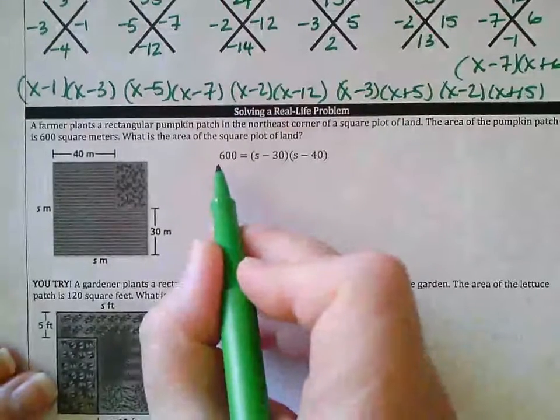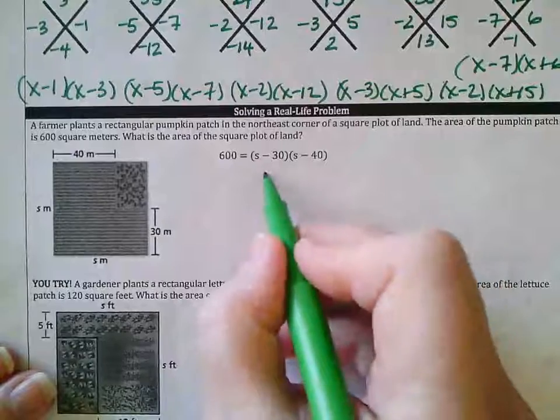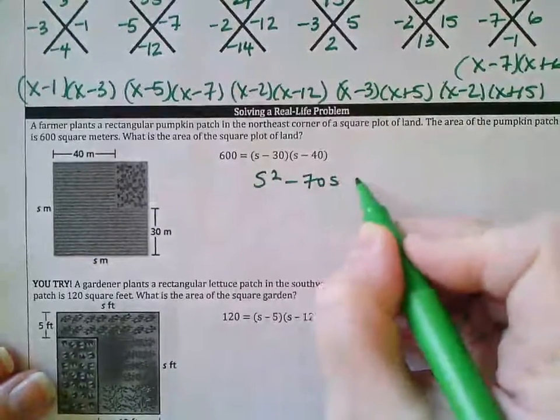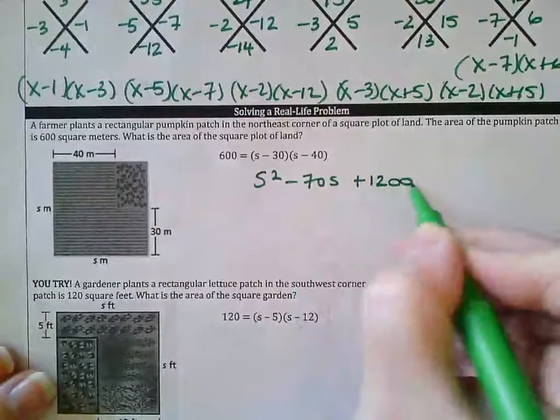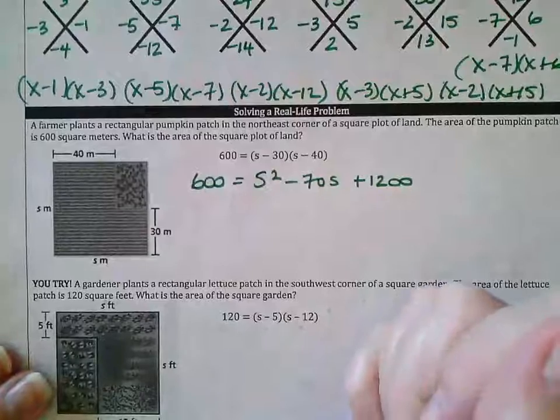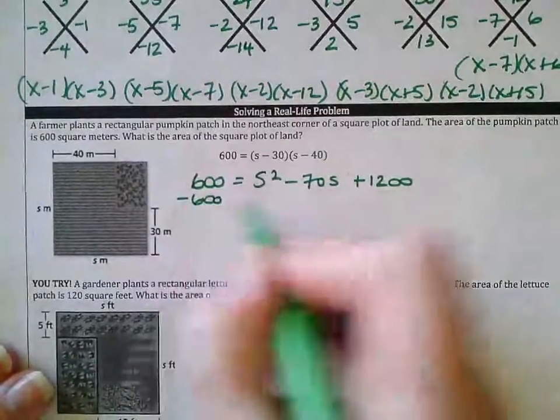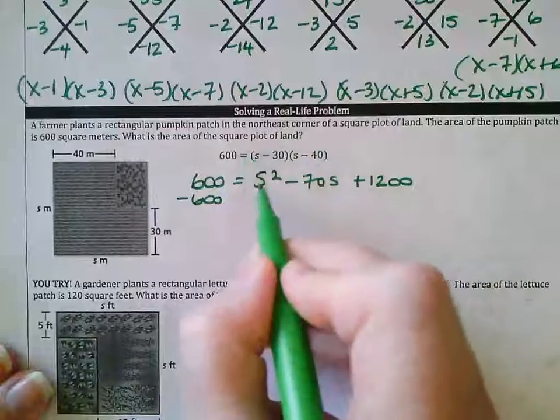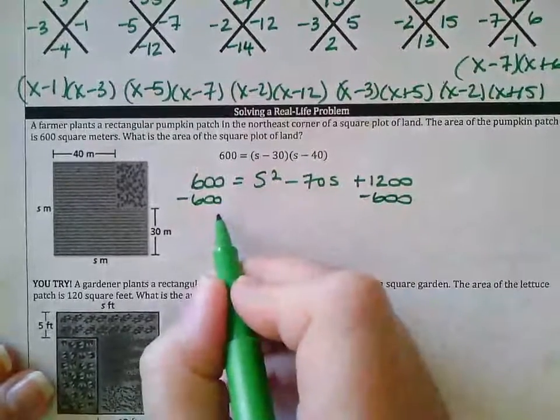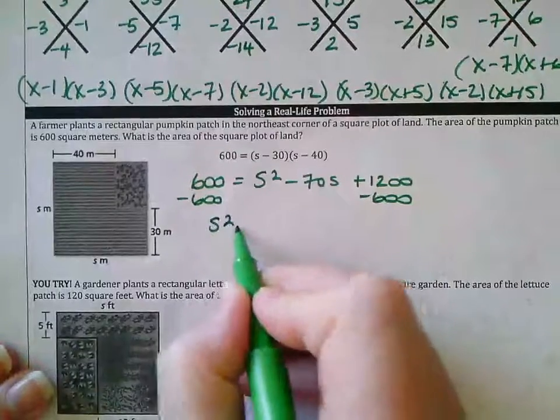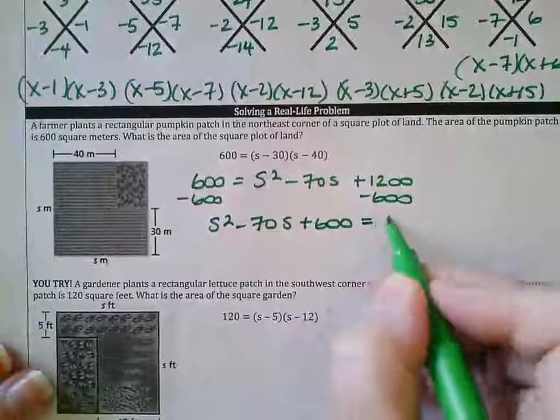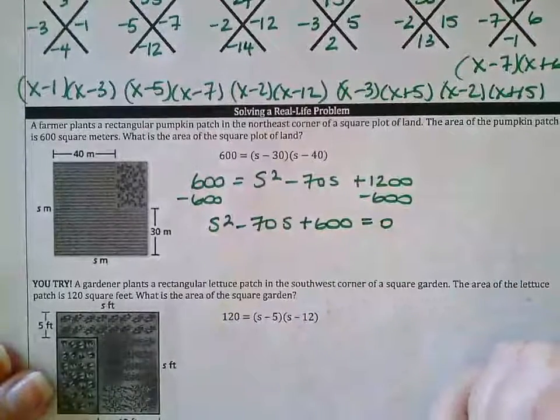So setting up the problem. But I need to do a really quick multiplication of this so that I can actually set the problem equal to 0. That's my goal because then I can factor it. So I'm going to subtract the 600. All I did here was multiply this out. I multiplied that out. Subtract the 600 and rewrite the problem. S squared minus 70s plus 600 equals 0. And now I can factor it.